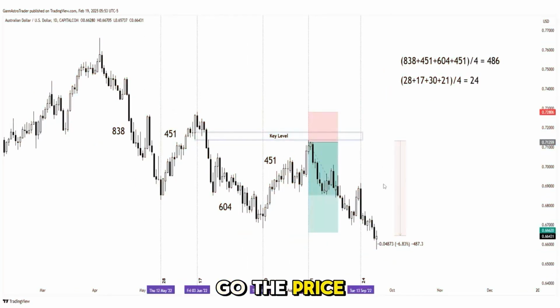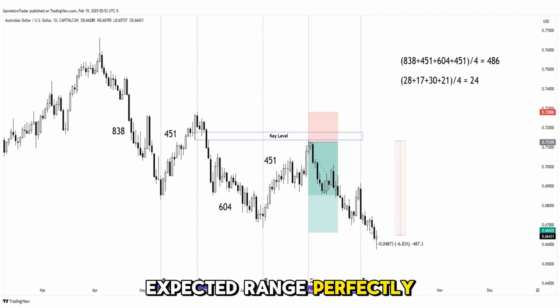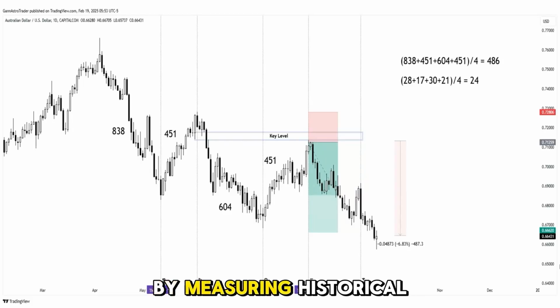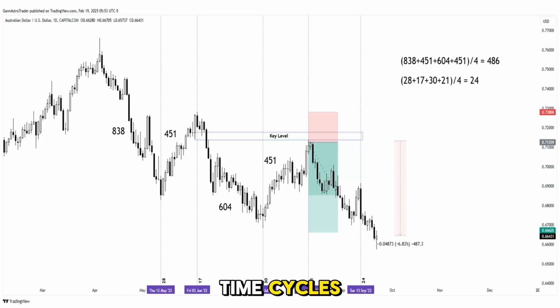And here we go. The price moved directly to our target profit and respected the expected range perfectly. This trade once again validates the importance of combining time and price analysis. By measuring historical price movements and time cycles, we were able to anticipate the next move with accuracy. Price and time confluence helped us determine the trade's potential move, and entering at a strong resistance level ensured a high probability short trade. With a proper stop loss above a significant high, we managed risk while allowing the trade to reach its full potential.